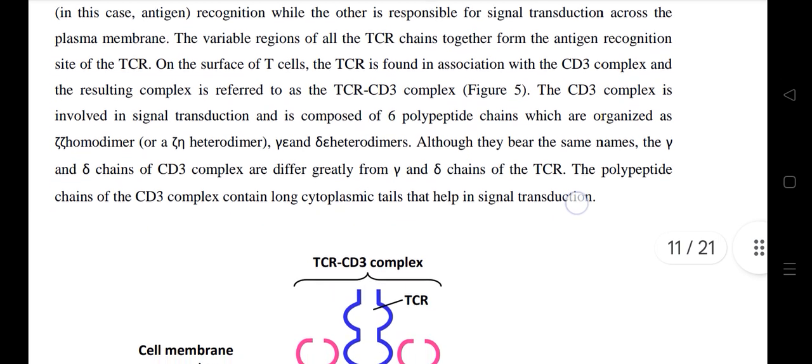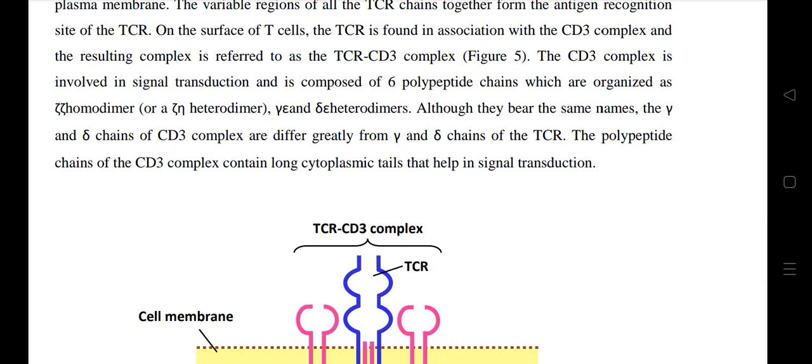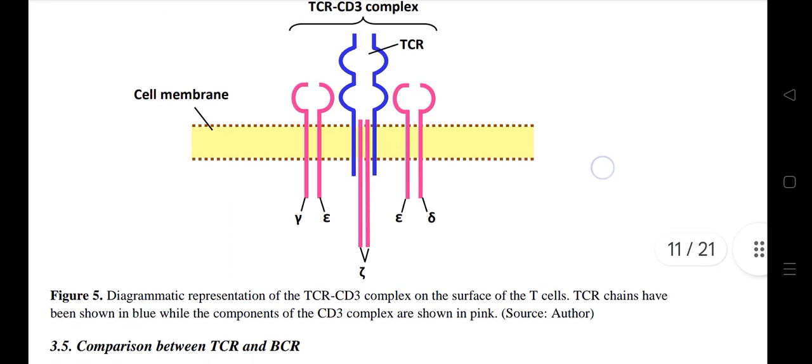On the surface of T cells, the TCR is found in association with the CD3 complex, and the resulting complex is referred to as the TCR CD3 complex. The CD3 complex is involved in signal transduction and is composed of 3 polypeptide genes which are recognized as heterodimer, although they bear the same names. The gamma and delta chains of CD3 complex differ greatly from gamma and delta chains of TCR. The polypeptide chains of the CD3 complex contain long cytoplasmic tails that help in signal transduction. TCR CD3 complex, cell membrane, TCR.